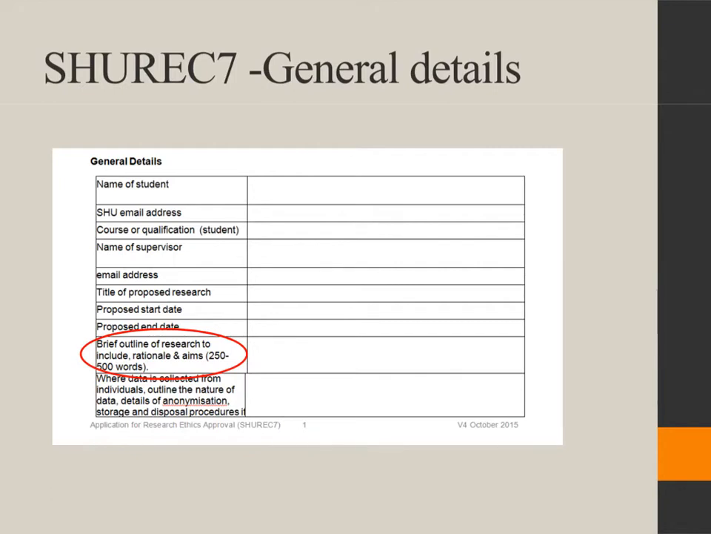So I've circled one of the main bits on this section that you really need to focus on. And this is the brief outline of your proposed research. It asks you to include rationale and aims. And it says here 250 to 500 words. So somewhere between 200 and 300 words is fine.